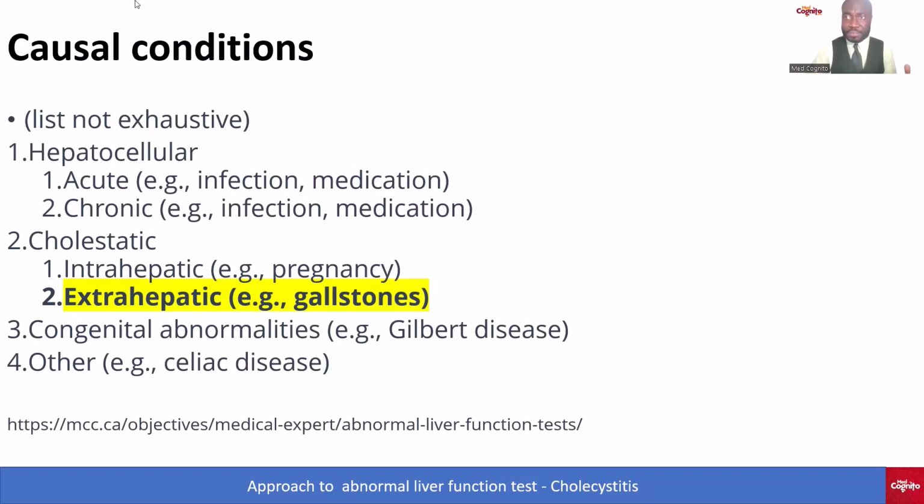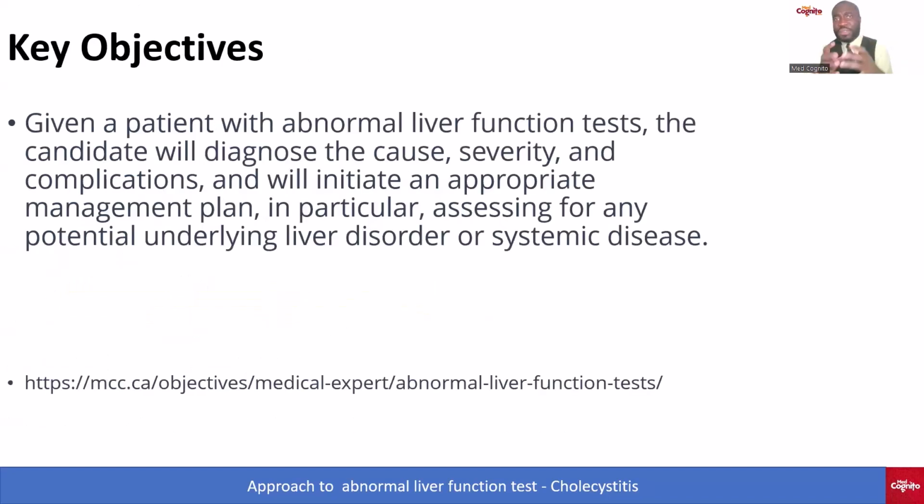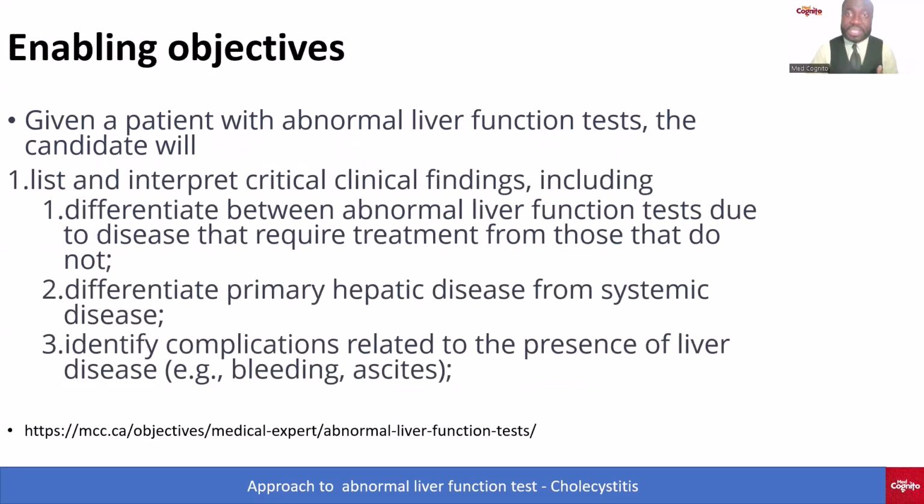celiac disease. Then you go on, every objective has a key objective, and it states this: given a patient with abnormal liver function tests, the candidate will diagnose the cause, the severity, and complications, and will initiate an appropriate management plan, in particular, assessing for potential underlying liver disorders or systemic diseases. So you realize that today's class, as we go through it, we'll be dealing with some of these things. How will I know that there's a systemic presentation for the patient's condition?